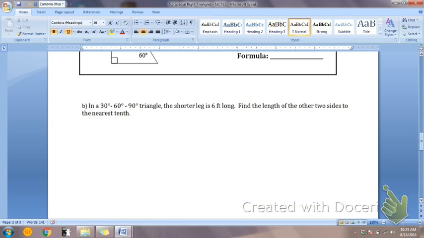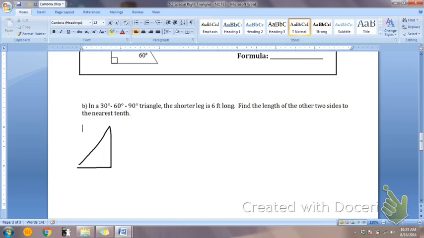It says in a 30-60-90 triangle, the shorter leg is 6 feet. Find the length of the other two sides to the nearest tenth. Tenth means how many decimal places? Tenth means 1 decimal place. All right, so let's try this. The first thing we need to do is, excellent.